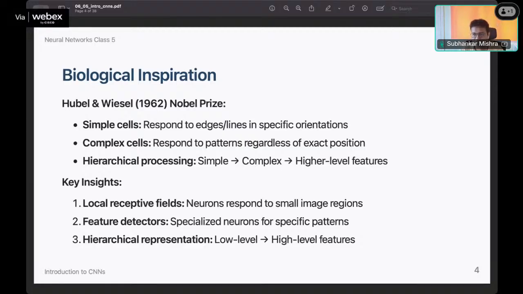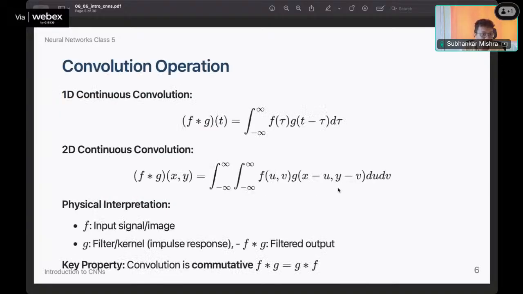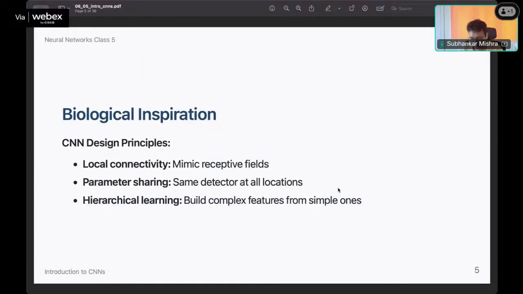So what we have there: key insights, local receptive fields, feature detectors, and hierarchical representation. This basically led the path for CNNs. CNN design principles follow exactly the same thing: local connectivity, parameter sharing, and hierarchical learning, right? Yann LeCun, I hope you might have heard his name, implemented LeNet based on these kinds of ideas, and it was specifically done for digit recognition, basically the MNIST handwritten numbers.